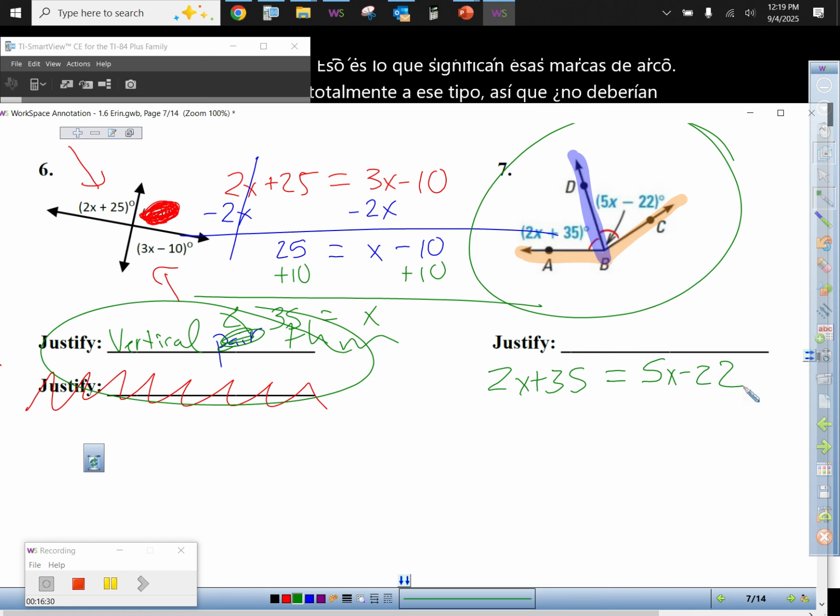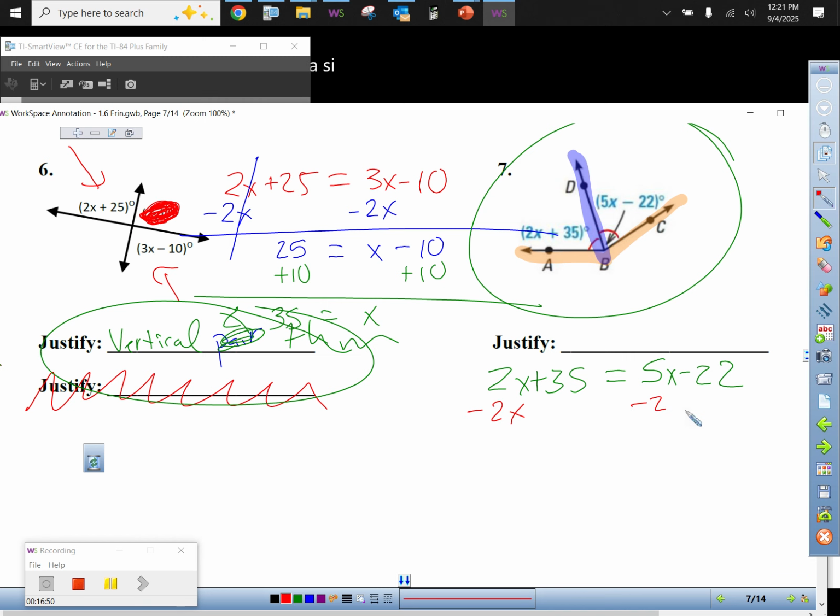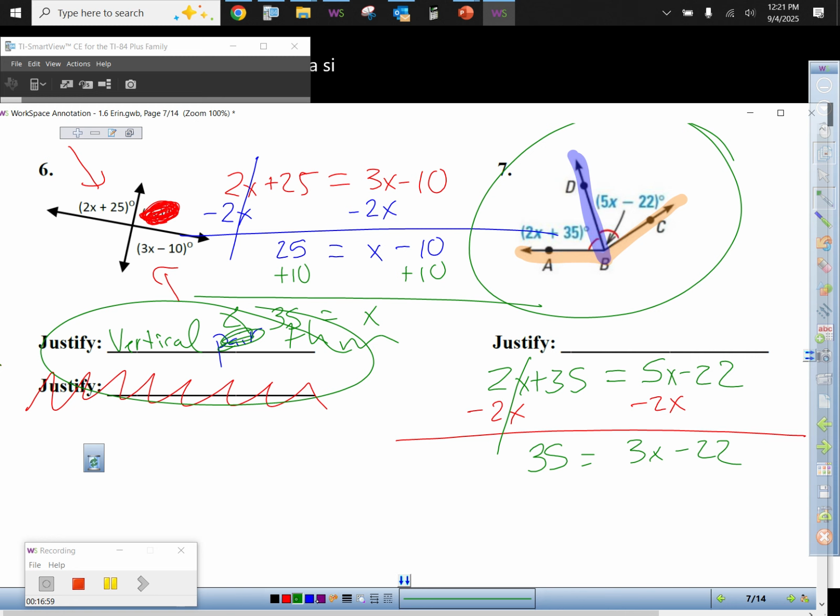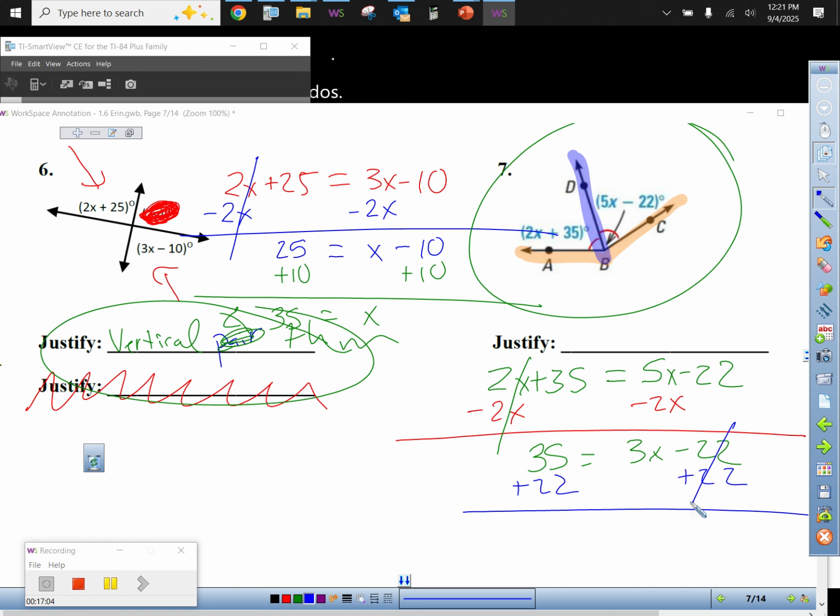Move the 2x first is what I would do. Minus 2x, minus 2x. 35 equals 3x minus 22. Add 22 to both sides. Is that 57? Is that right? And then, of course, we still have to finish by dividing by 3. 57 divided by 3. Feel free to punch that in. What did we get? x was 19. Oh, man. Get ready for this. You're actually going to like it.